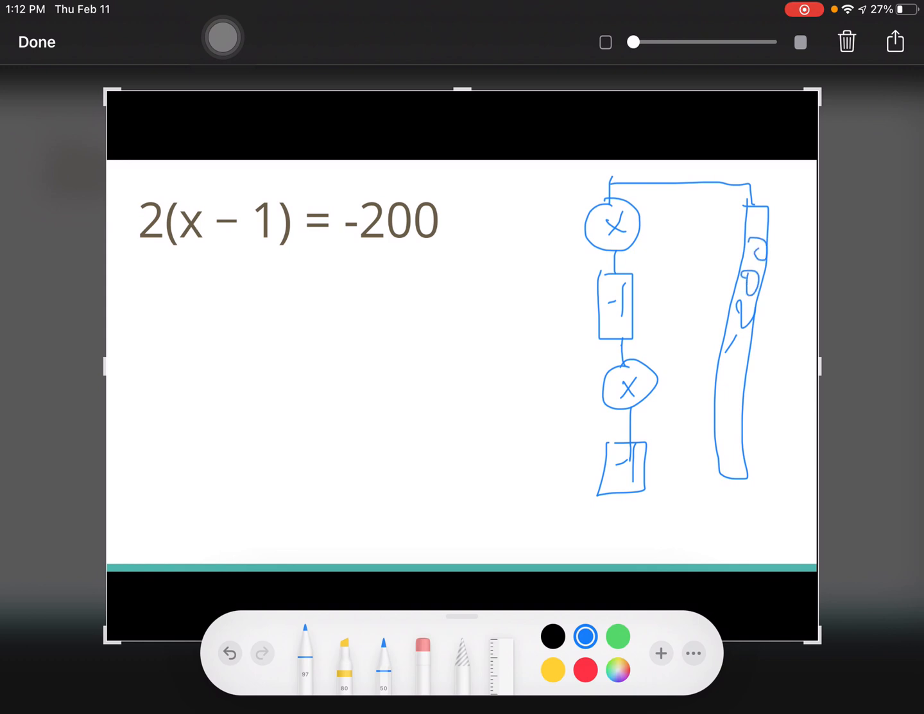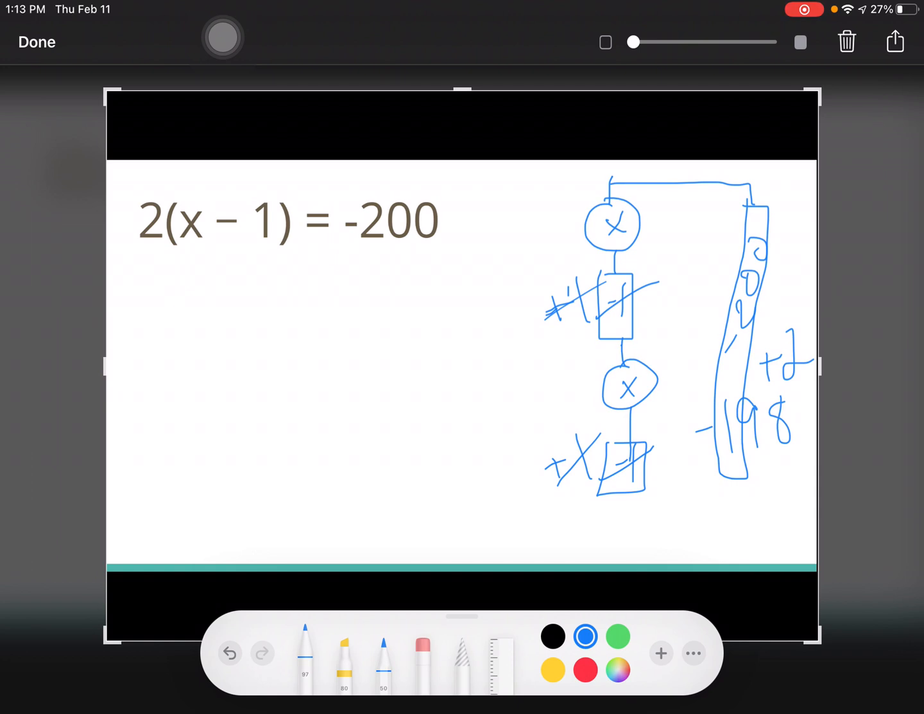So if I reason my way through using the tape diagram, I have a negative 1 and a negative 1, which makes negative 2. So to get rid of it, I'm going to put a positive 2 on this side. If I put positive 2 on this side, I have to put positive 2 on that side, because this would be a positive 1 and a positive 1, and they cancel each other out. So now I have 2x, and negative 200 plus 2 is negative 198. So I have 2x equals negative 198.